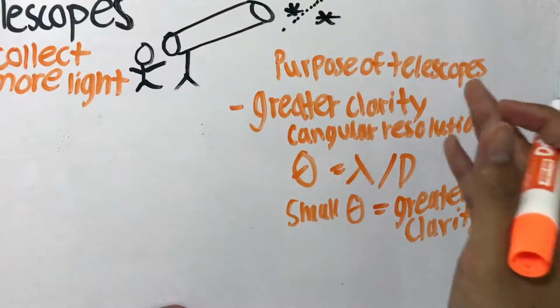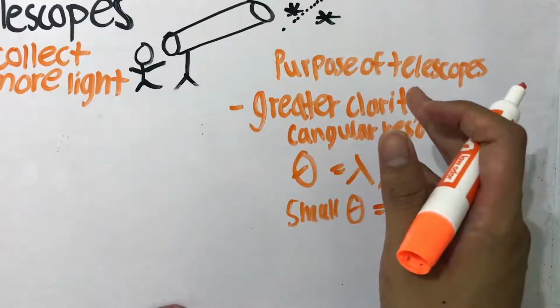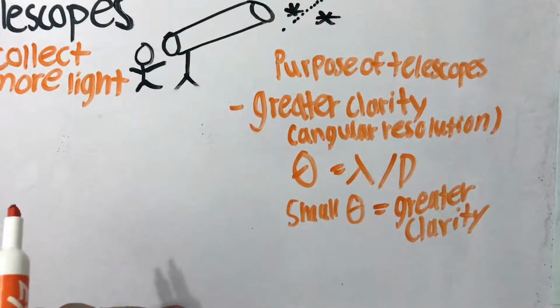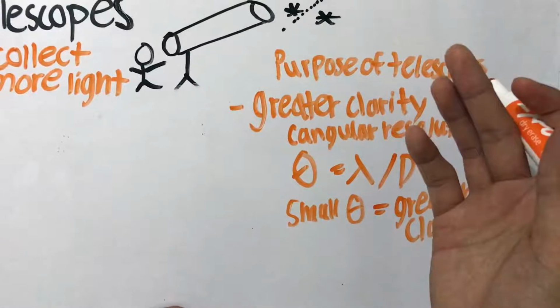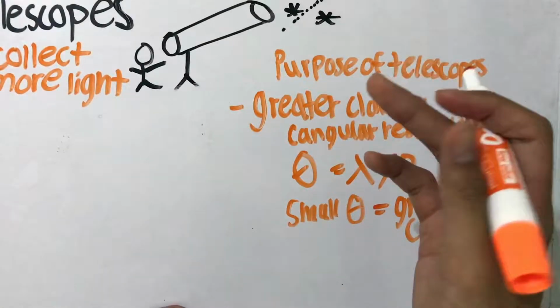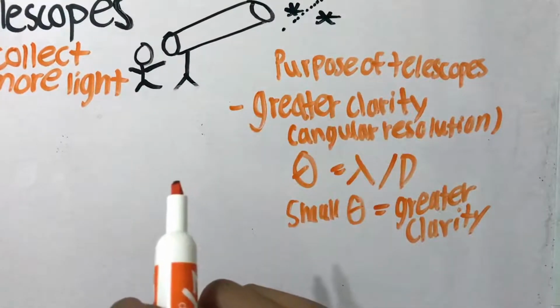But some problems that we need to address are turbulence in the atmosphere. And that is due to the air molecules, which blurs the image at optical wavelengths. And that's one thing that we will address.